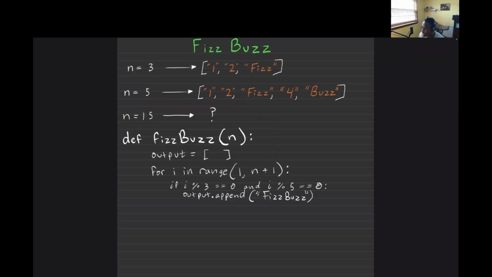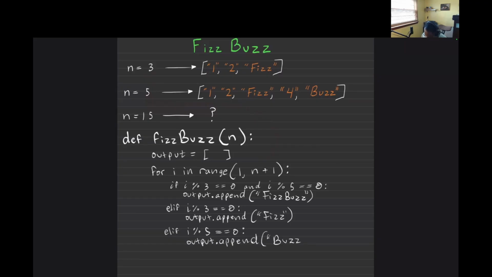Okay, and the other case, so elif i is only divisible by 3, right? So if we mod by 3 and we get 0 left over, that means it's divisible by 3. We'll say output.append Fizz, okay? The third case, so let's say it's divisible by 5. So if we mod it by 5 and we get 0, then we're going to append to our output Buzz.